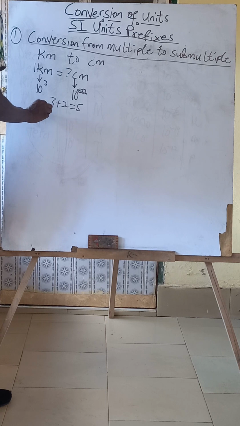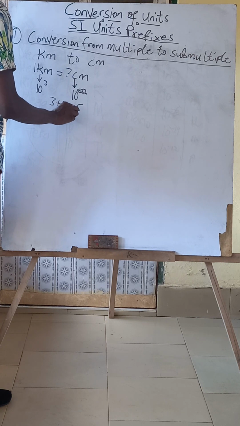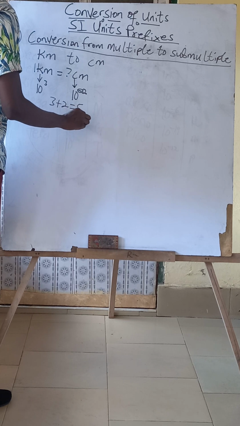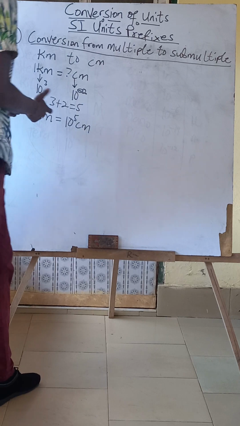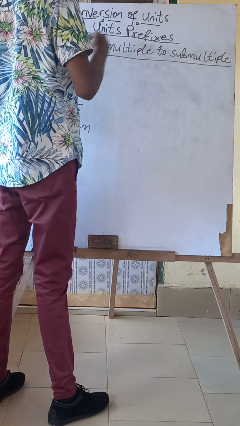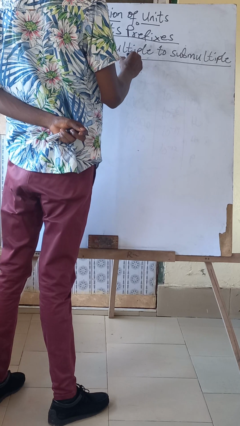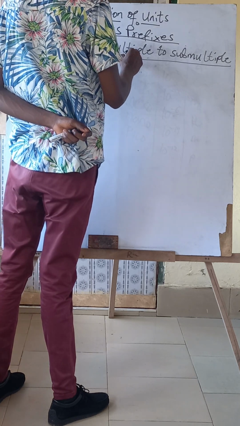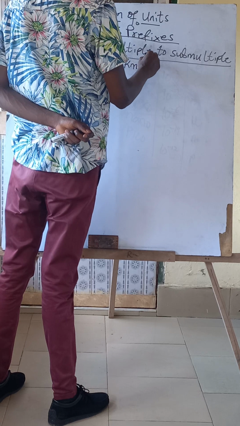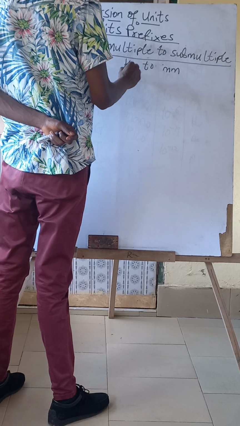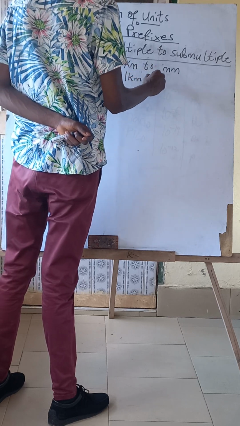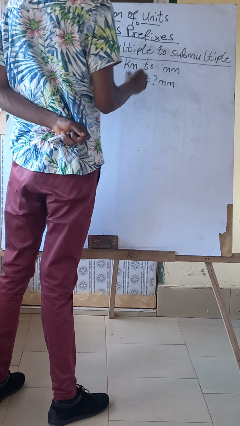So it means that 1 kilometer is equivalent to 10 raised to the power 5 centimeters. This is how it is done. Let us consider another example. Let's still use kilometer. Conversion from kilometer to, let's say, millimeters. So 1 kilometer is equivalent to how many millimeters? That is what we want to know.